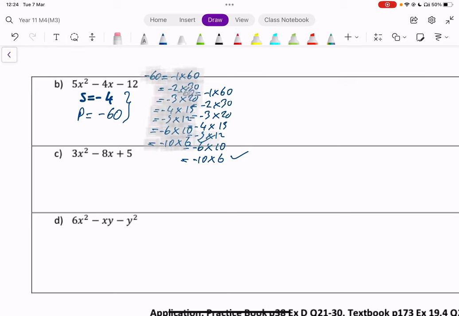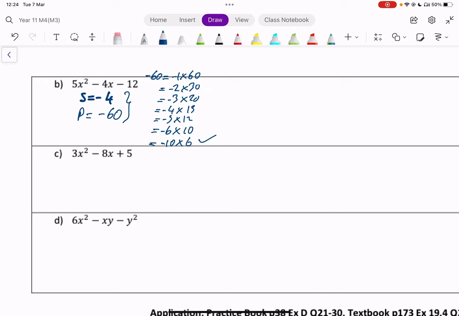So there's how we've got our working out for that one to get those two things. So our two numbers were minus 10 and 6. So you rewrite your expression just like we did in the last example as 5x squared minus 10x plus 6x minus 12, and then you get factorizing.